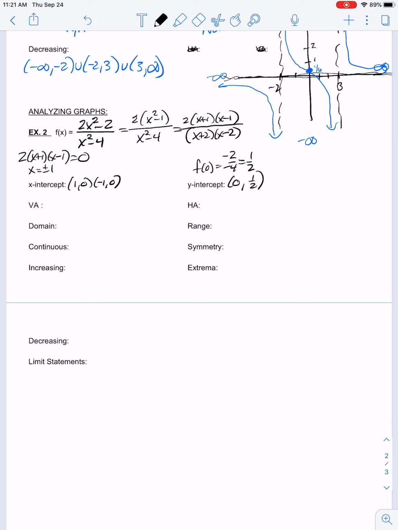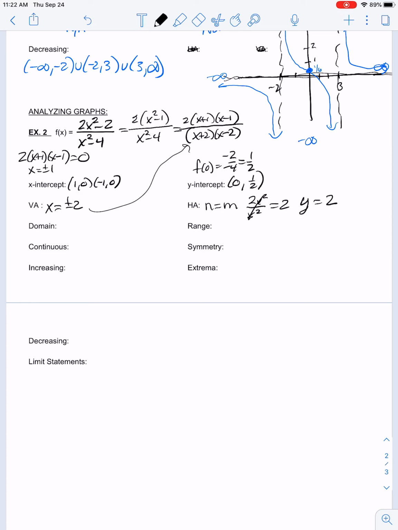VAs, look at your denominator. So you're going to have x equals plus or minus 2. I'm getting that from looking right there in the denominator. HA, consider the degree. This one, n equals m. So you're going to put 2x squared over x squared. That reduces to 2. So y equals 2. We're going to have an HA.